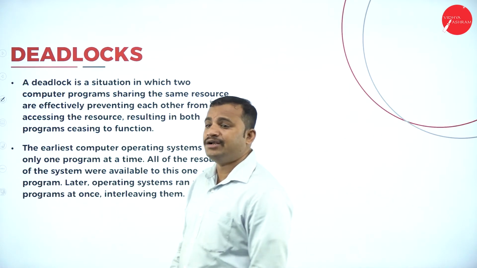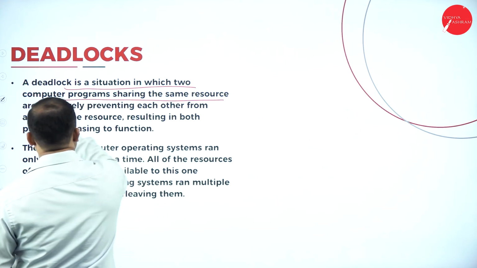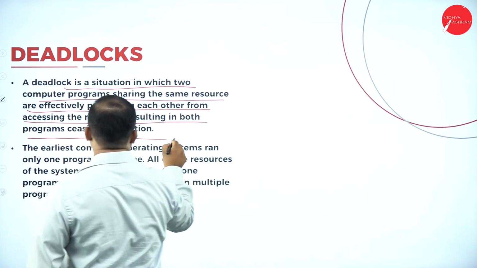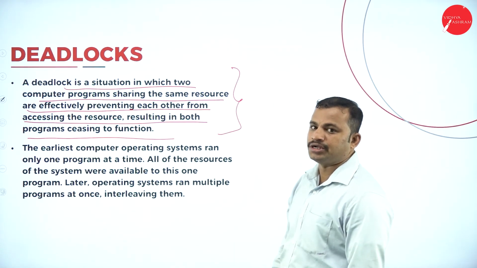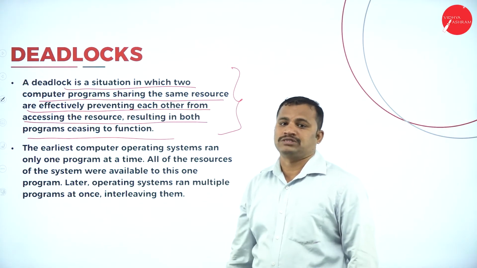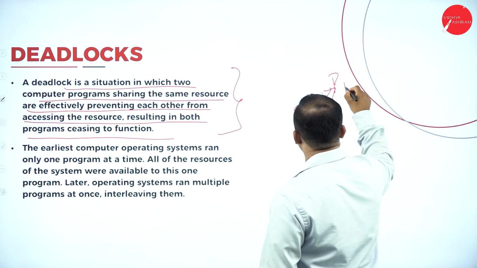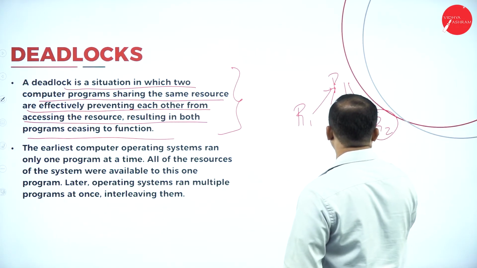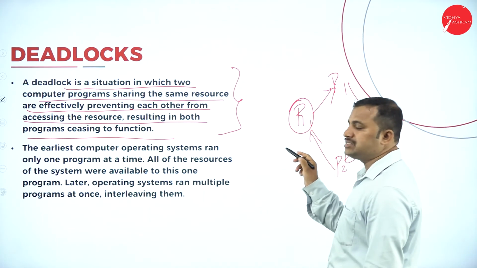So, when does the deadlock occur? A deadlock is a situation in which 2 computer programs sharing the same resource are effectively preventing each other from accessing the resource, resulting in both programs ceasing to function. That means we have a deadlock situation when the same shared data is required by multiple processes. Resource R1 is needed for process P1, but process P1 is requesting resource R2, which is shared by process P2. So process P2 is waiting for resource R1. In this case, there is a deadlock.